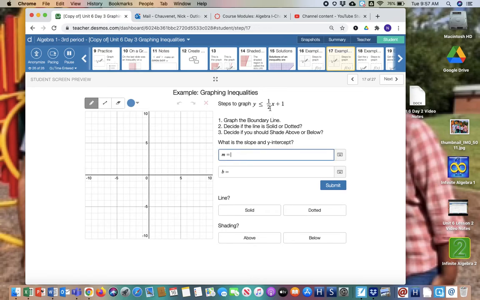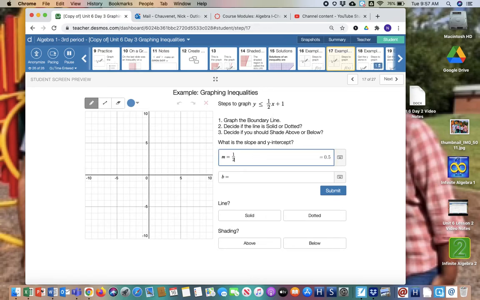So here, I see my slope, it's 1/2. I see my y-intercept, it's 1. I see it's a solid line because I have the or equal to there, and I need to shade below. So now I need to graph it. And again, I'm shading below because it's less than. So I'm going to graph a y-intercept at 1. Now I need a slope of 1/2. So I can go up 1, right 2. Up 1, right 2. Up 1, right 2.